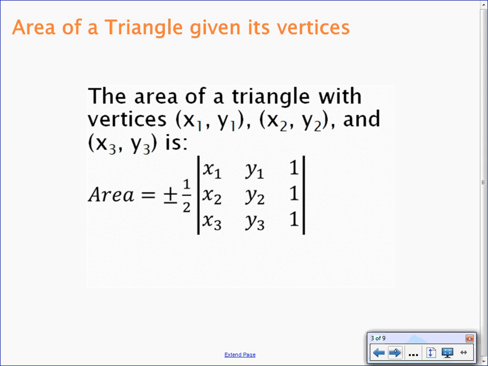Oh, why is it plus or minus? No, I was just saying in general. Well, because if the determinant's negative, then you've got to have positive area. Very good, Chase. Thank you.